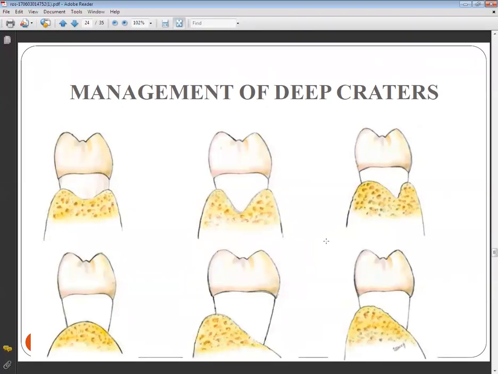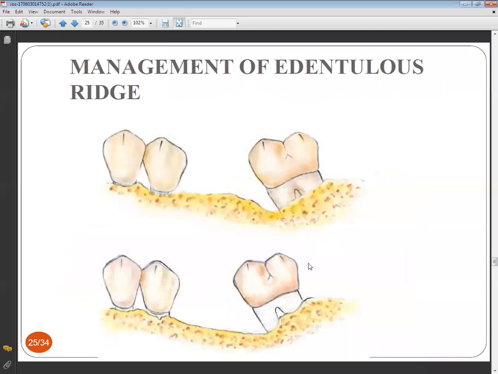So resective osseous surgery can also be done to treat deep craters and edentulous areas adjacent to your teeth. So if there is one more defect adjacent to your molar, that should be treated with resective osseous surgery. This procedure is called ramping.